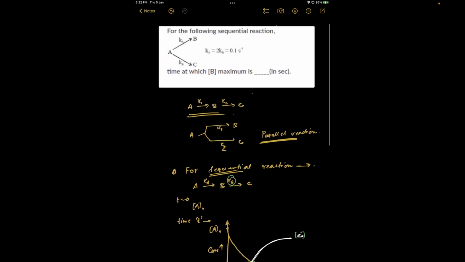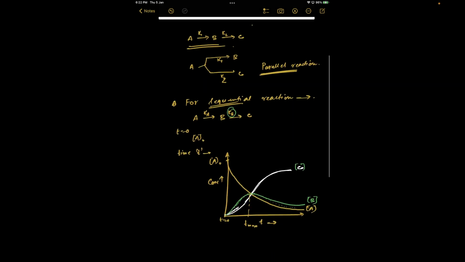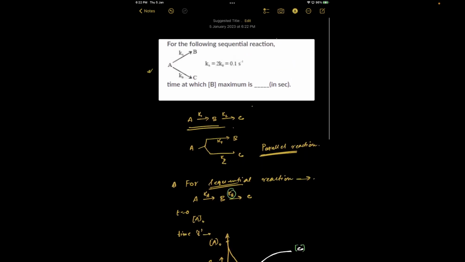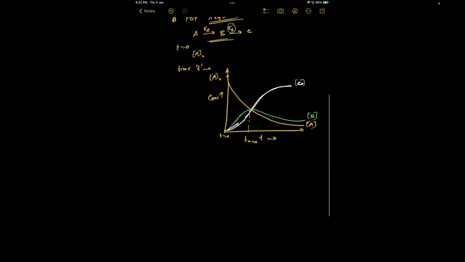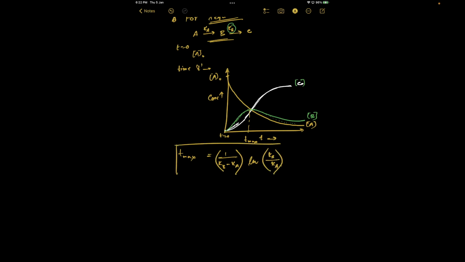The figure here is not correct. This is a kind of parallel reaction, but this T max will happen for a sequential or consecutive reaction. And there is a formula for T max. There is an expression, we can derive that expression. So basically T max will be 1 upon (Kb minus Ka) ln Kb divided by Ka. This is the expression for T max, the time at which the concentration of B is highest or maximum.